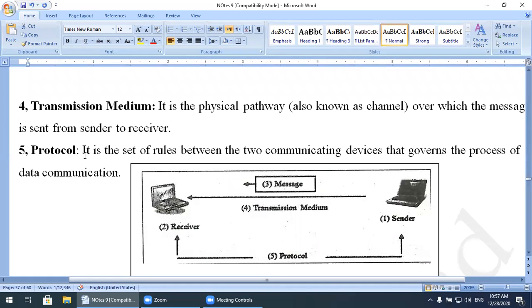Next one is protocol. It is a set of rules between two communicating devices that governs the process of data communication.